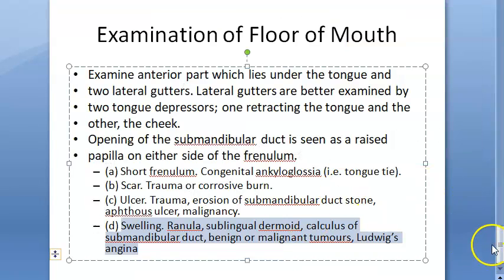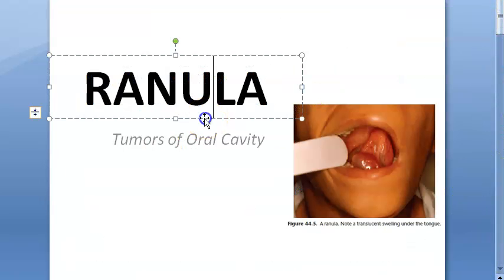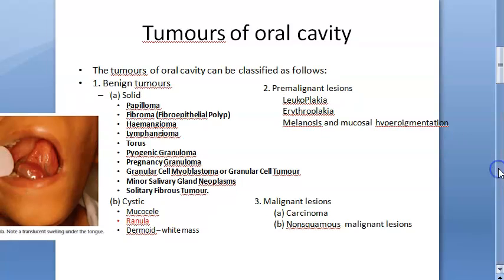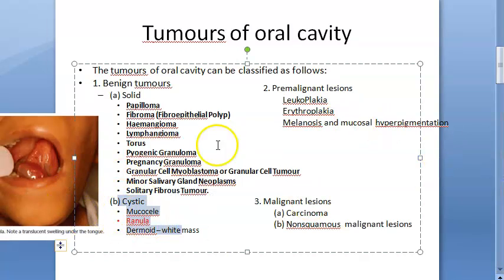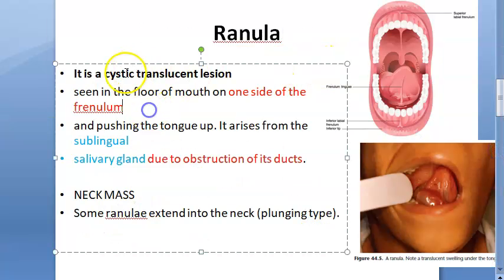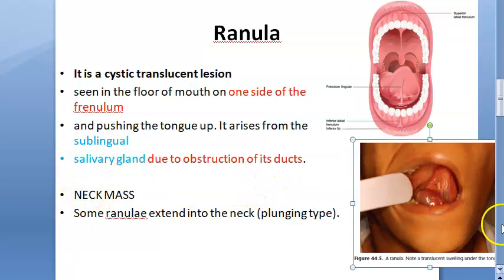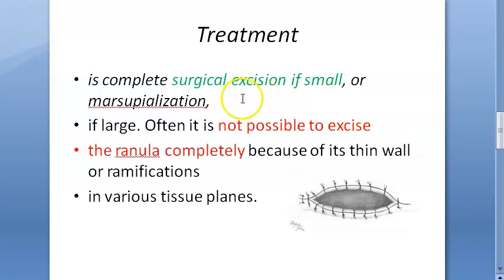In this video, we looked at ranula. Ranula is a cystic benign tumor of the oral cavity. Basically, it is a cystic translucent lesion seen on one side of the frenulum when you push the tongue up. It arises from the sublingual salivary gland. When the duct is obstructed, then it will develop a ranula. When it goes into the neck, it will become a plunging ranula, which will become a lateral neck mass in the anterior triangle.